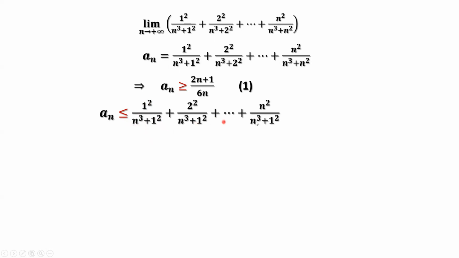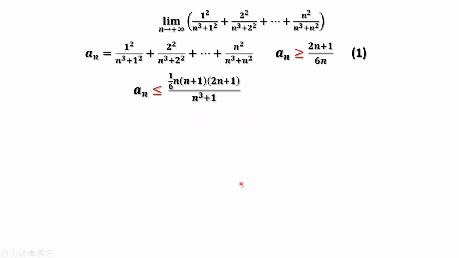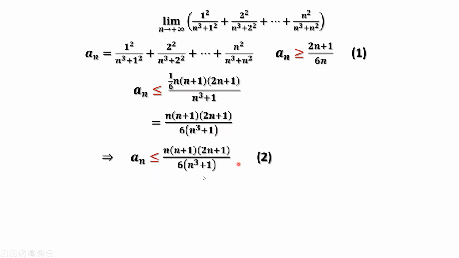We have a common denominator for each term. We simplify the right-hand side, and use this formula again to simplify this numerator. Continue to simplify this right-hand side. We have n times n plus 1 times 2n plus 1 divided by 6 times n to the power of 3 plus 1. Then we have the second result. An is less than this number.